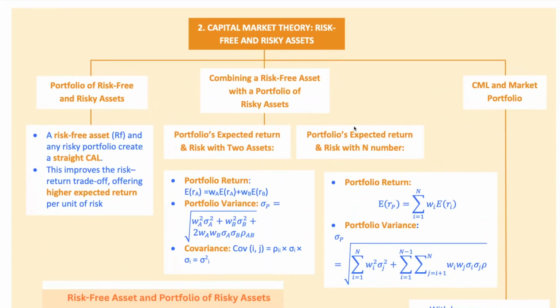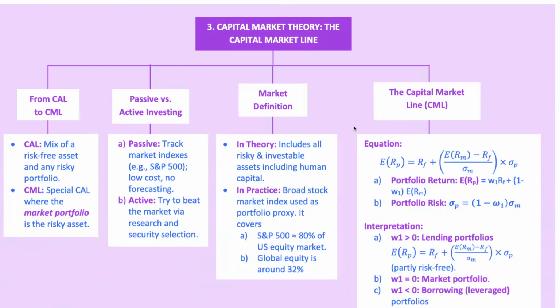All right, so that's the setup. Next, we're going to expand this idea into something even more universal. The capital market line, which applies to the entire market portfolio. That's where the real fun starts. Now, think of the capital market line, the version of CAL that represents the entire market portfolio.